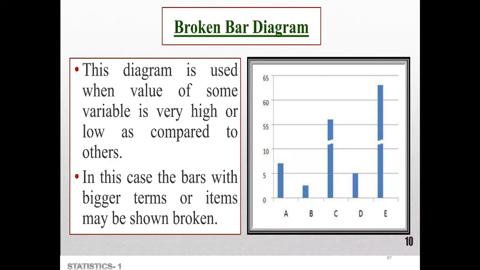That is how you can see in this example. The data of C and E bars are broken in order to show that these two values are represented to a larger extent as compared to A, B and D values.